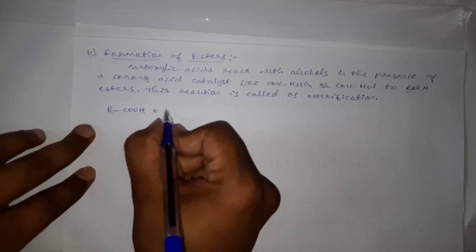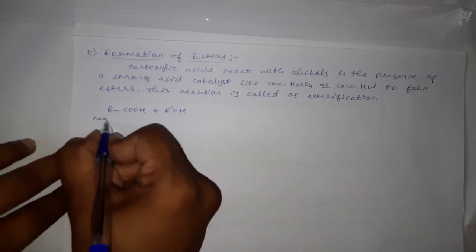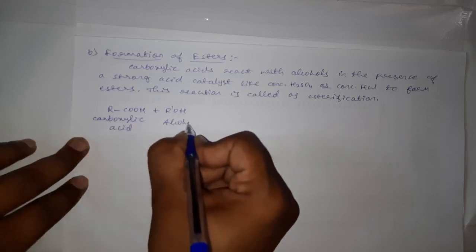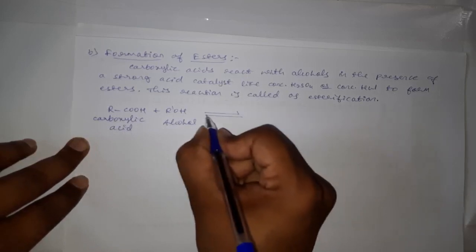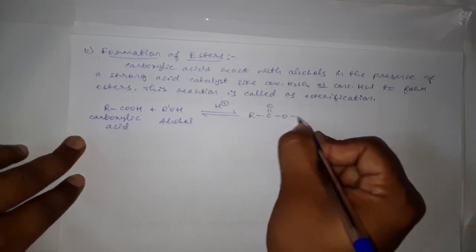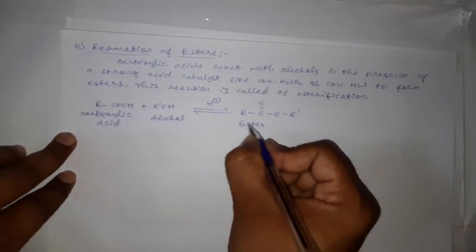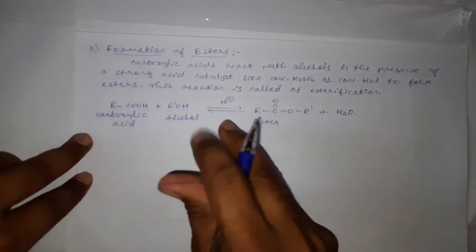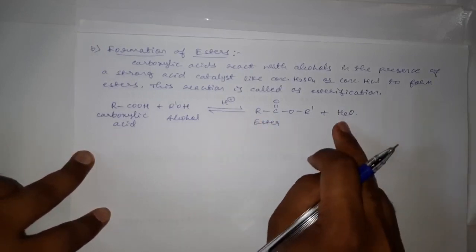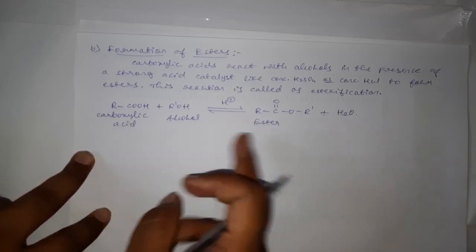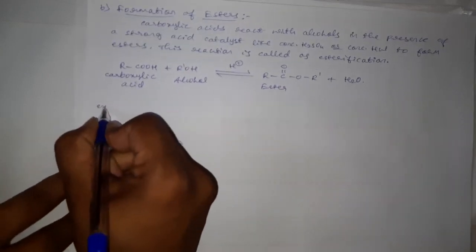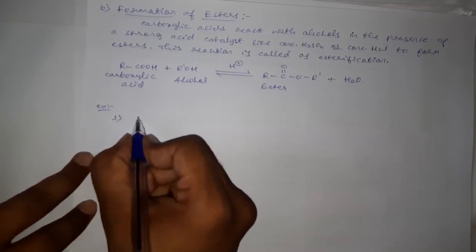We can write the general reaction for this one: RCOOH plus R-OH. This is carboxylic acid and this one is alcohol. And when we are using strong acids as a catalyst, we get RCOOR', this is ester, plus water, and the reaction is reversible in nature. That means when the ester is treated with water, it will undergo the reverse direction to give back the carboxylic acid and alcohol.